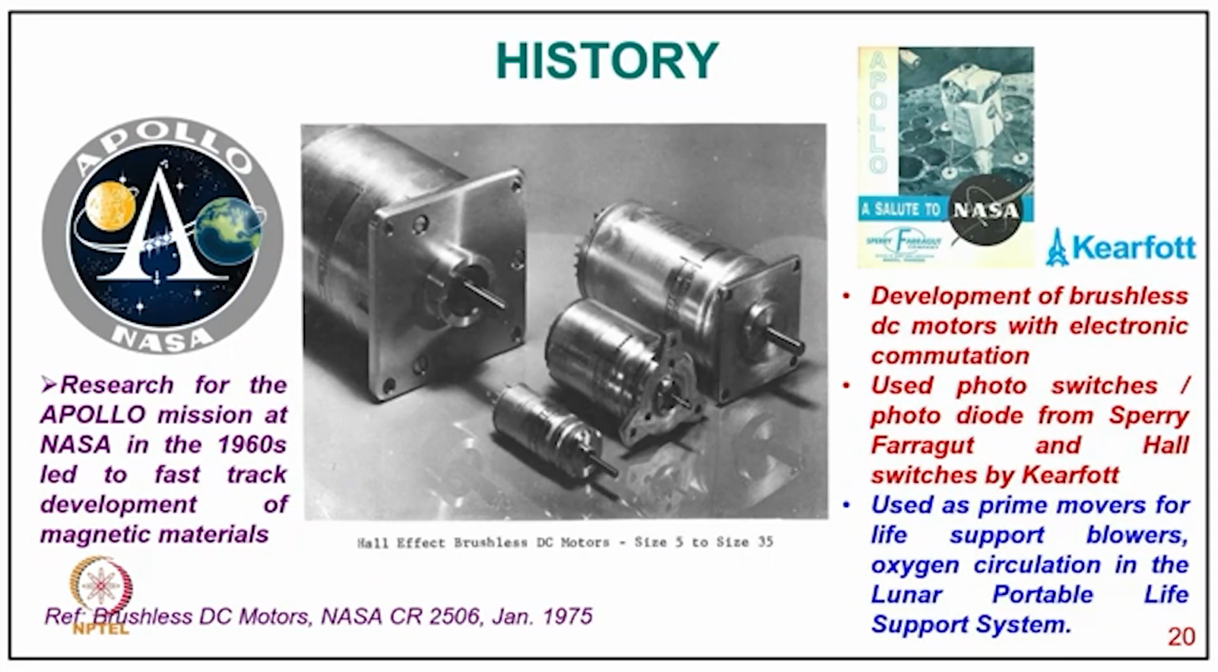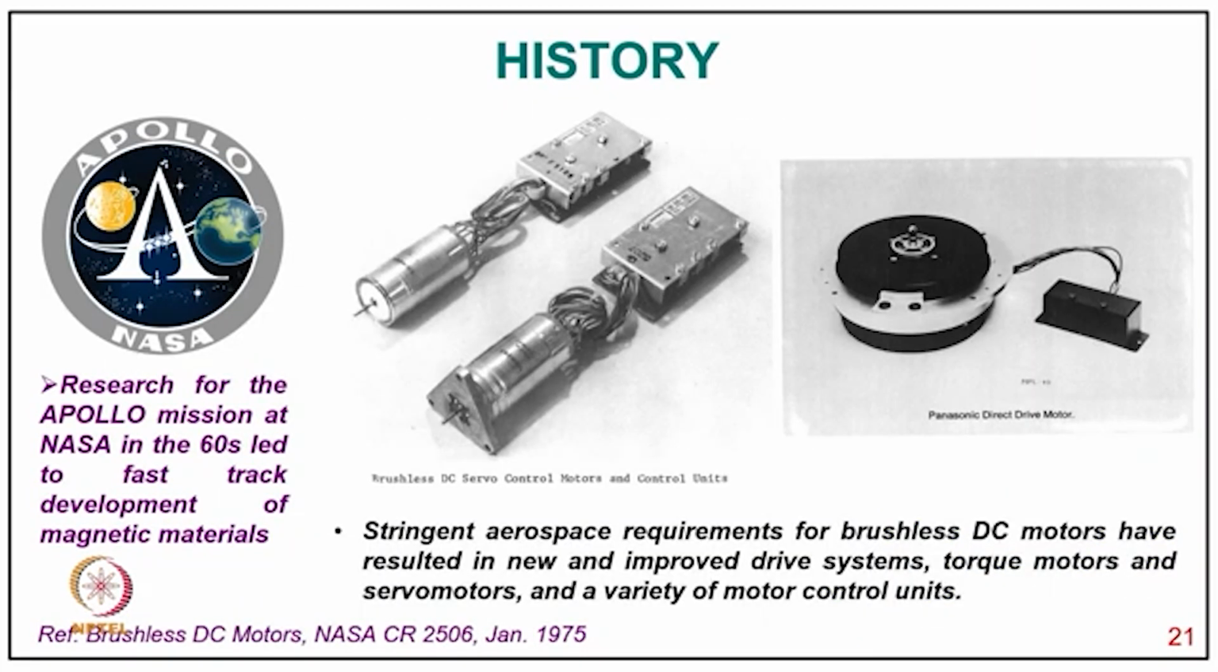And then typically the Hall effect brushless motor, which was developed by Kraft. Development of the brushless DC motor with electronic commutation used in photo switches, photodiodes, and display ferrite with the Hall switch of current. The use is as a prime mover for the life support blower, oxygen circulation in the lunar portable life support system. And then typically, strange aerospace requirements for the brushless DC motor have resulted in new and improved drive systems, torque motors and servo motors, and a variety of consoles, as you can see in the photograph.